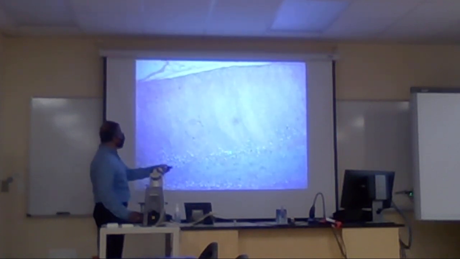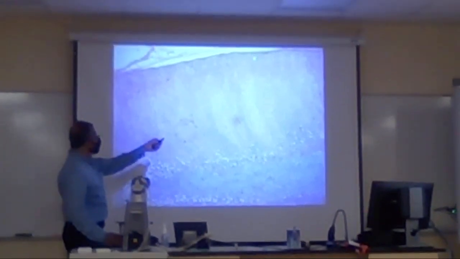On this side here, you can see the three layers. This up here is the zona glomerulosa. Starting from around here, all the way down to around here is the zona fasciculata. And this is the zona reticularis, with all those empty spaces in between. That is the zona reticularis.